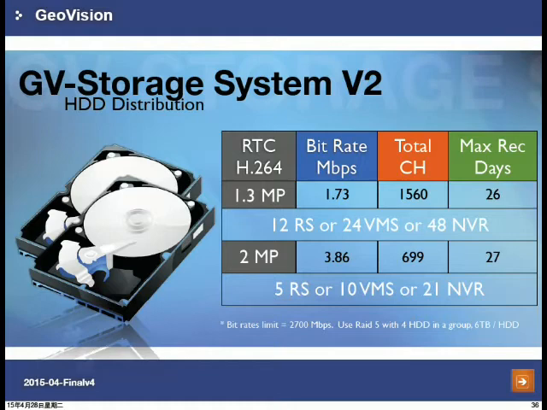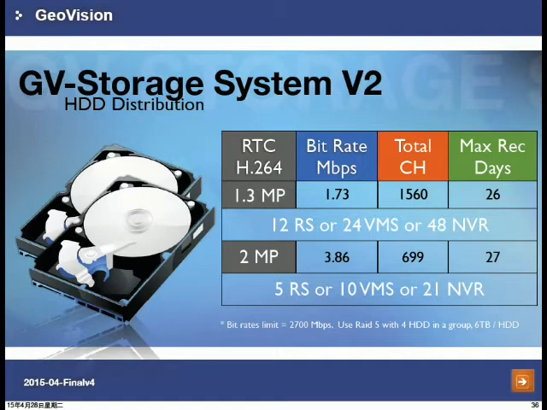Under this test scenario, we record video 24 hours a day with H.264, using 1.3 megapixel cameras, and the average bit rate here is 1.73. The total number of channels our FAE got is about 1560 channels, and the maximum recording time is about 26 days. Under this test situation, you can have 12 recording servers, or 12 VMS, or 48 NVR recording to the GV Storage System V2.